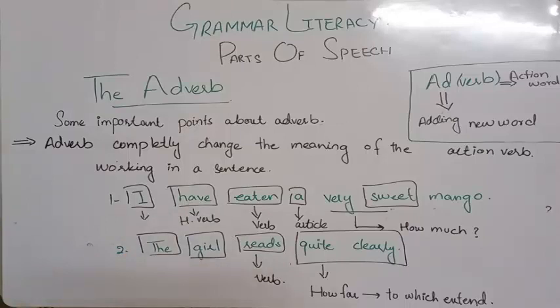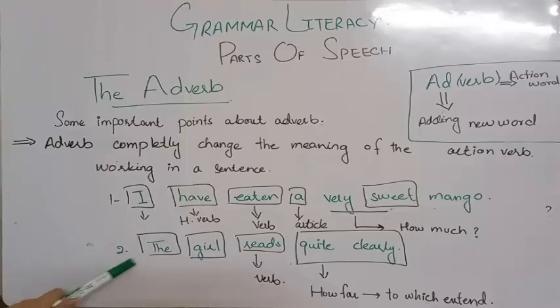It's understood that the mangoes are sweet, but many times the mangoes are more and more sweet. Many times they are not sweet. So by putting the word "very" before sweet, it is telling us about how much. So here the complete thought of the sentence is going to be changed by putting that word in the sentence.